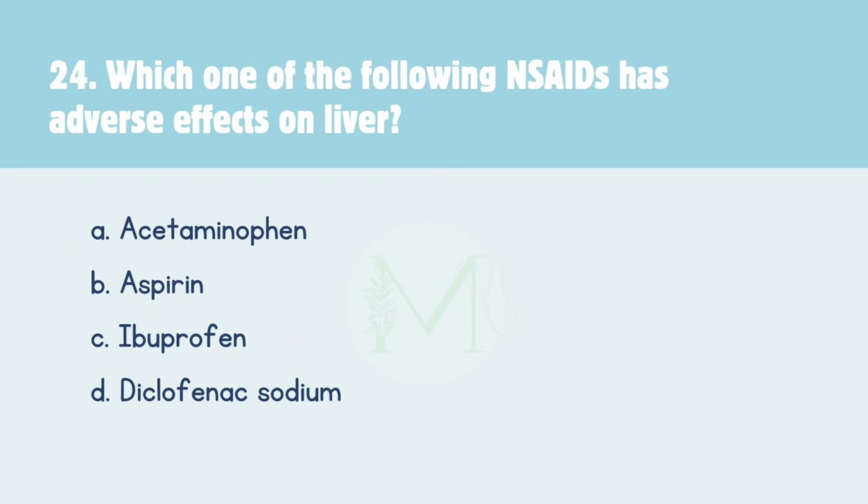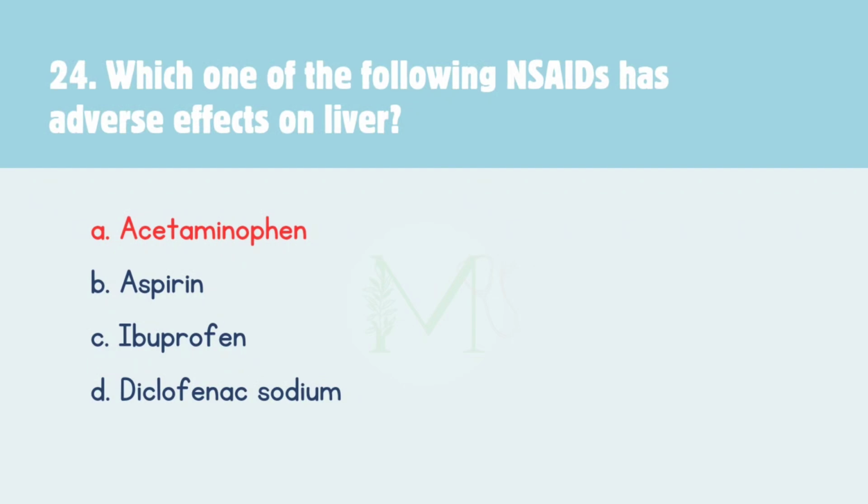Which one of the following NSAIDs has adverse effects on the liver? The options are acetaminophen, aspirin, ibuprofen, diclofenac sodium. And the correct answer is acetaminophen. Acetaminophen, also known as paracetamol, is not traditionally classified as an NSAID because it lacks anti-inflammatory properties, but it is commonly used as an analgesic and antipyretic for pain and fever.